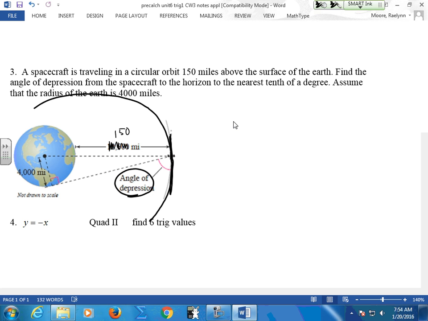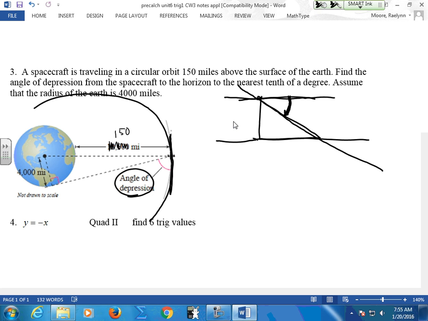Okay, so this is totally not drawn to scale. Now, when you do an angle of depression, you're standing here, looking down. This is your angle of depression. If you set this out like this, and you run this transversal, this angle of depression is actually equal to this angle of elevation. Why? Alternate interior angles. So this angle of depression is going to be the same as this angle of elevation right here.